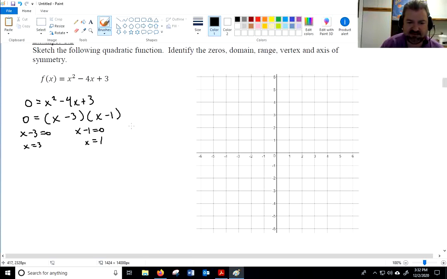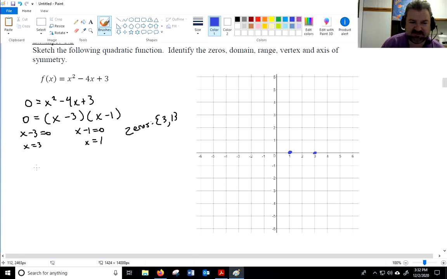All right, so there we have it. We have zeros 3 and 1. Well, what does that tell me about the graph? Well, we know that the zeros correspond to where this graph crosses the x-axis at 3 and 1.